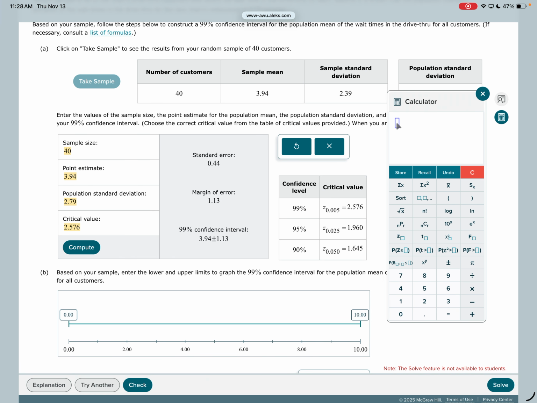2.576, which is trying to remember the formula off the top of my head. 2.5, come on, click. 2.576 times 0.44. Yes, okay.